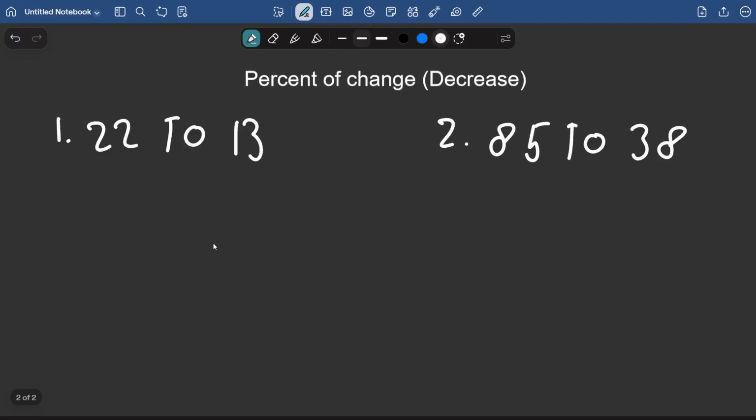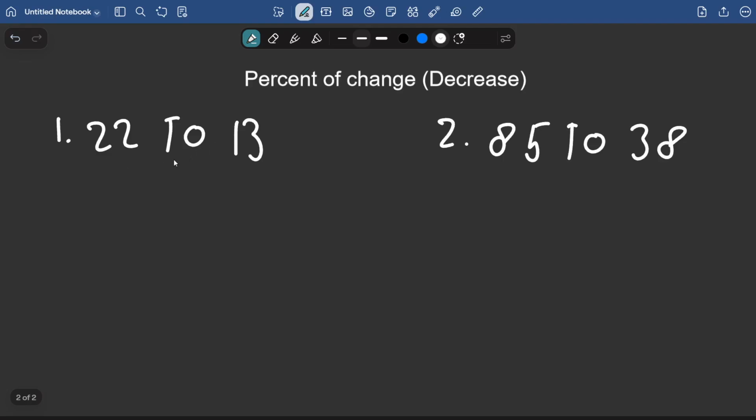Today I'm going to cover percentage of change, specifically decrease. In the last video we did increase of the percent of change. This video we're going to do decrease. I've got two examples here, 22 to 13 and 85 to 38. Let's start off with the first one.